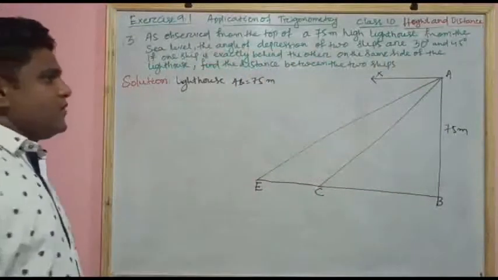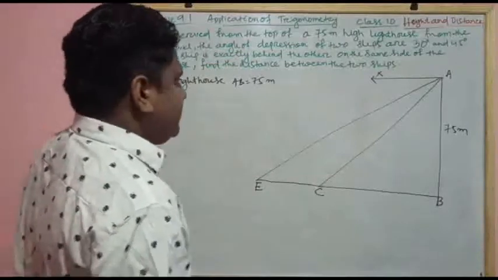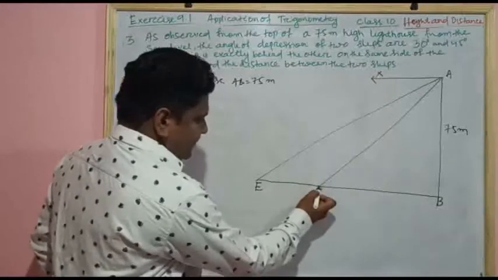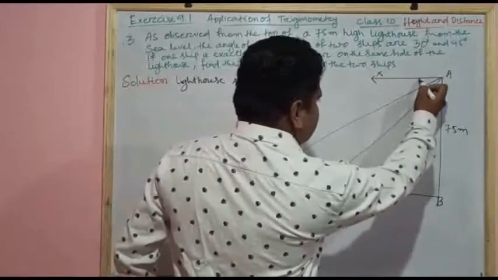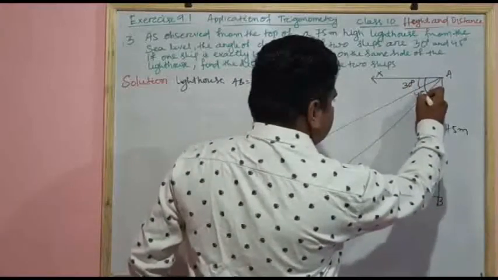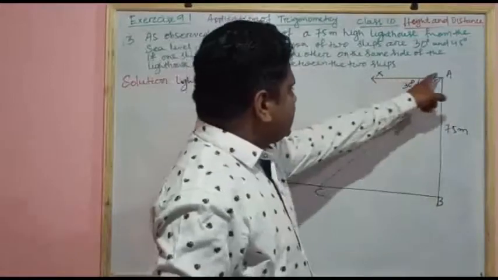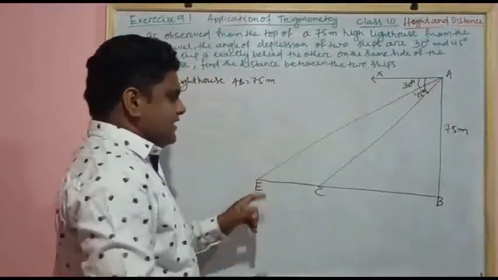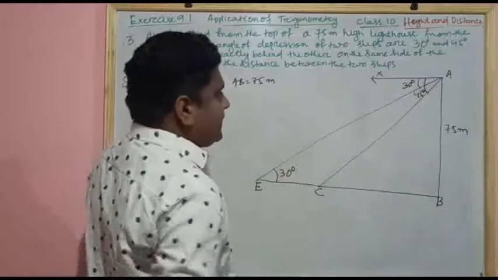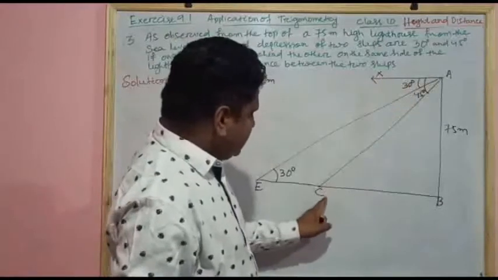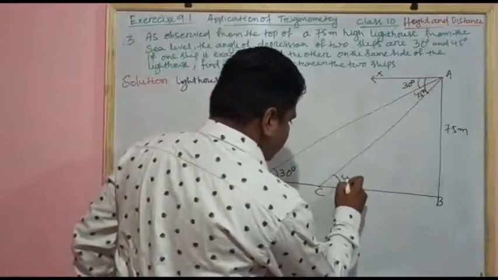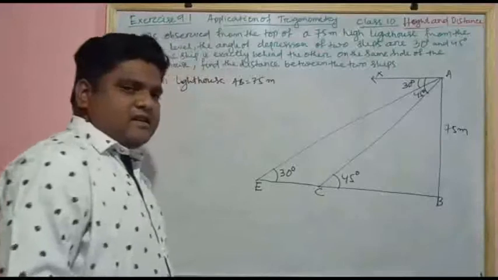The angles of depression of two ships are 30 degree and 45 degree. Here there are two ships at E and C on the sea. If angle XAE is 30 degree, then its alternate interior angle, this one, must be equal to 30 degree. And if XAC is 45 degree, then this angle must be 45 degree because it is its alternate interior angle.